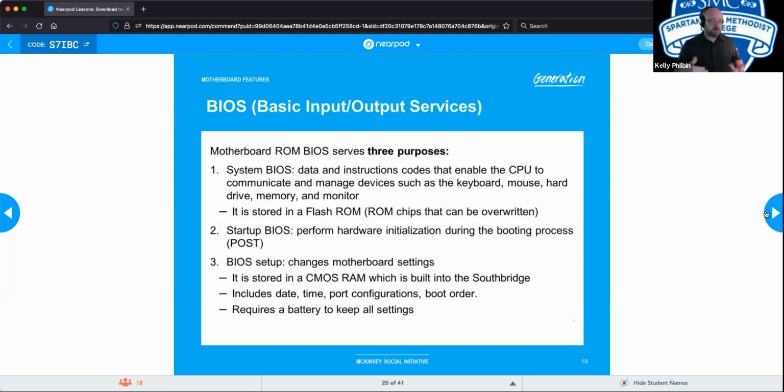If I boot my computer up and there is no USB plugged into the back of the computer, it will say, nope, nothing there. What's my number 2 spot? Okay, I need to go look at the hard drive now. So then it will go look at the hard drive for that operating system.